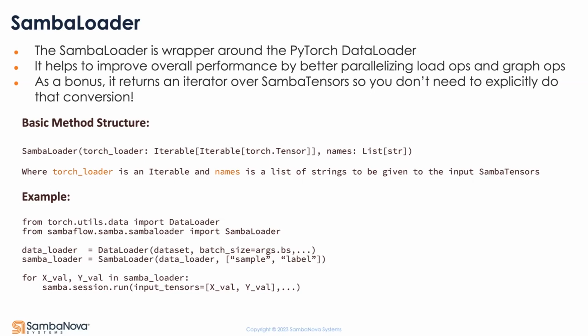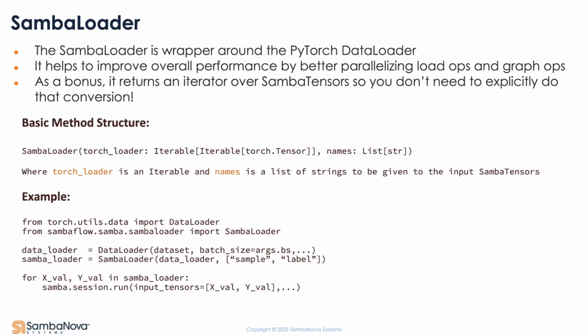What it gives you back, much like the Torch data loader does, is an iterator over your Samba tensors. So whenever you call the Samba loader function, you'll get back a Samba tensor automatically. You don't have to call from torch tensor when you use this particular function. And here's what that would look like. With Samba loader, you give it the torch loader, which is an iterable. You give it a list of names, because Samba tensors are named, so you want to give a list of names for each of the tensors you expect from the data loader.